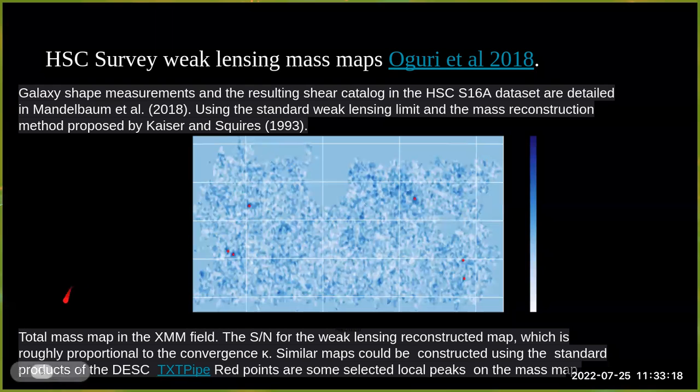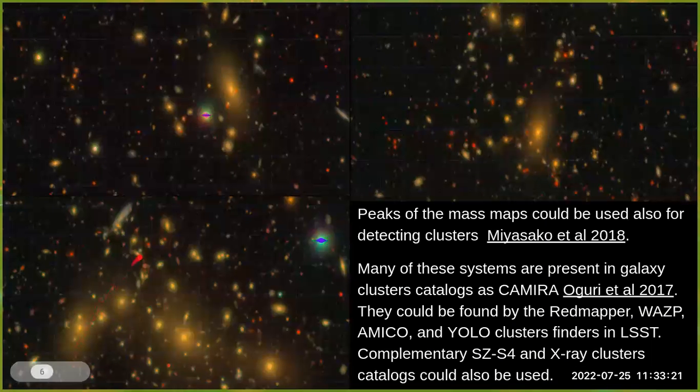And if you take a look at the images of some of these selected fields, here I show 3 of the 6 selected points that are above some threshold. The point is that you can locate some important massive clusters. Some of them were found by Miyazaki et al. looking for shear-selected clusters. Some of these systems are also present in cluster catalogs such as CAMIRA.